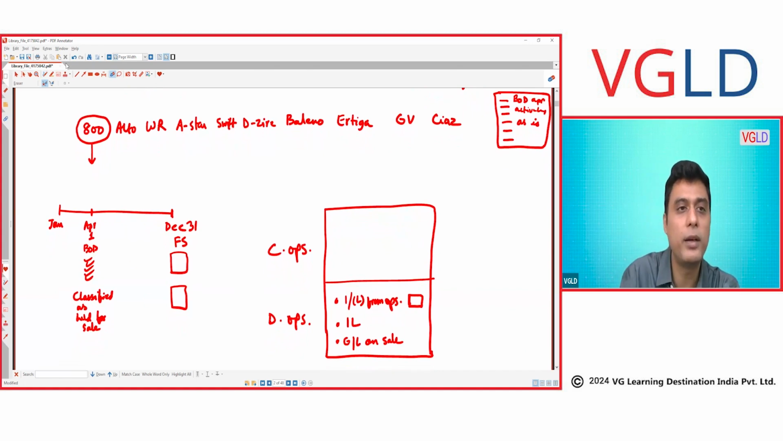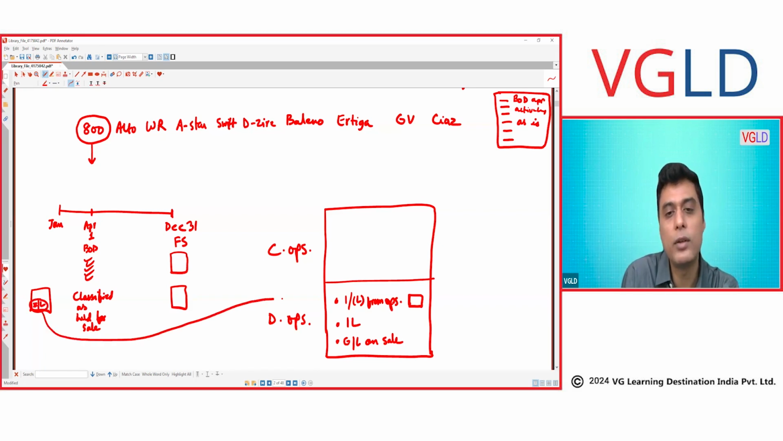That means we will prepare its income statement, and we will see what is the net income or loss coming from its operations. And we will write that amount over here as one single line, income or loss from operations.